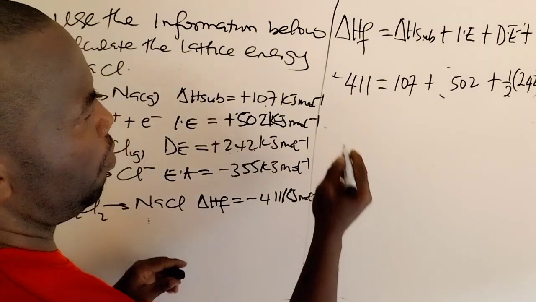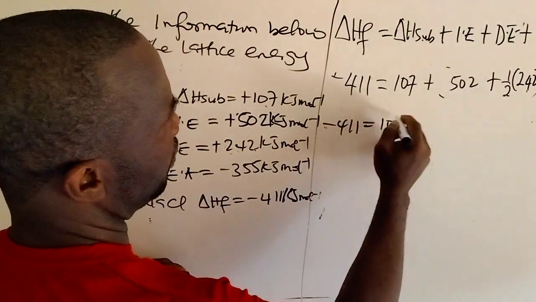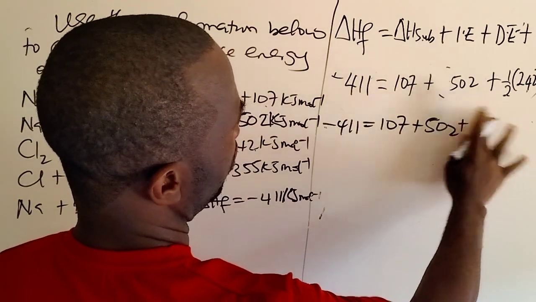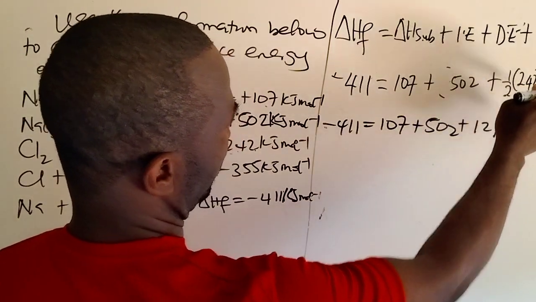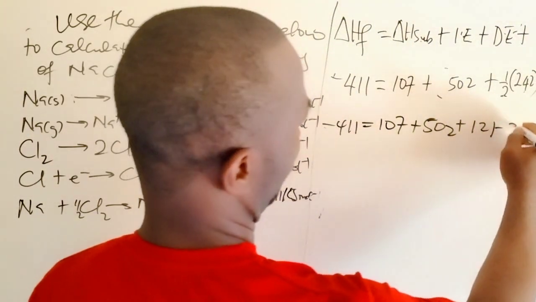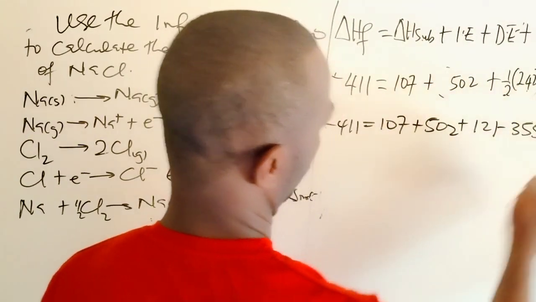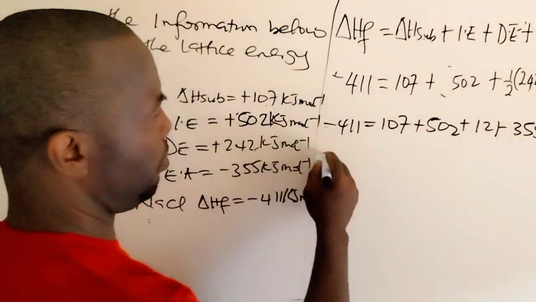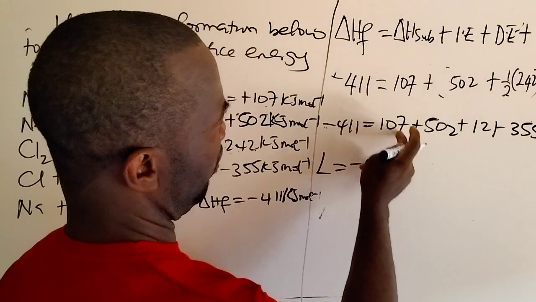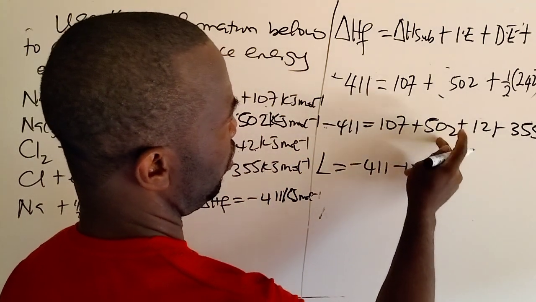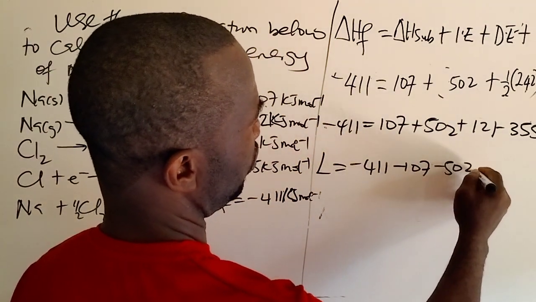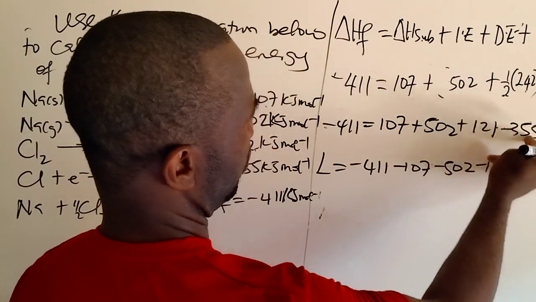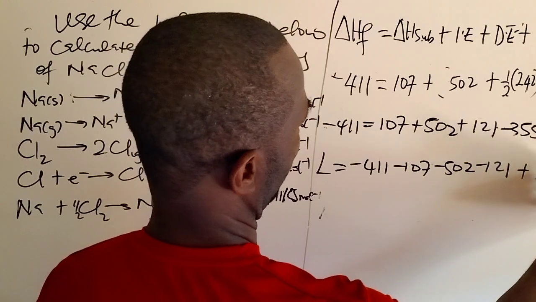We now have minus 411 equal to 107 plus 502. Multiply this, that gives us 121, half of 242, divide by 2. Then minus 355 plus L. So making L the subject, moving all the terms to this side, L now becomes minus 411. This one crossing over becomes minus 107. Crossing over becomes minus 502. Crossing over becomes minus 121. Crossing over becomes plus 355.